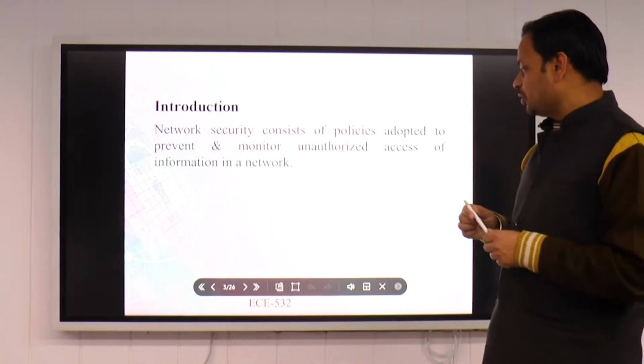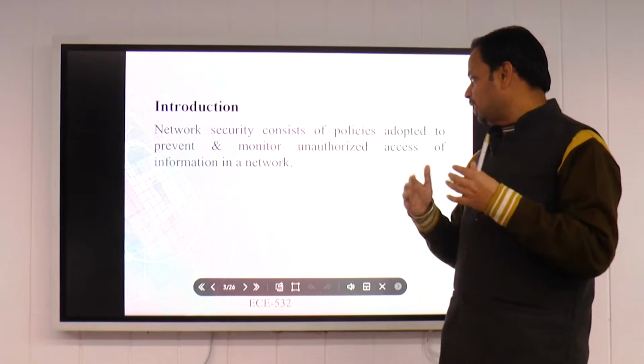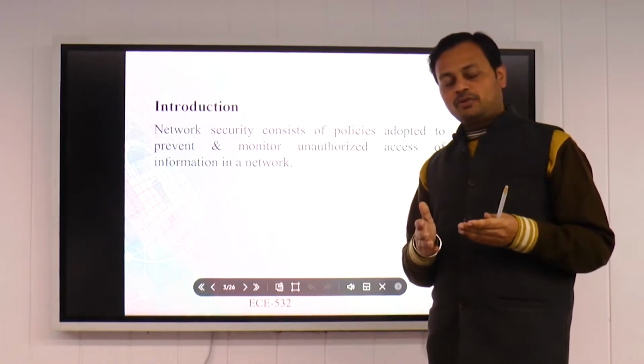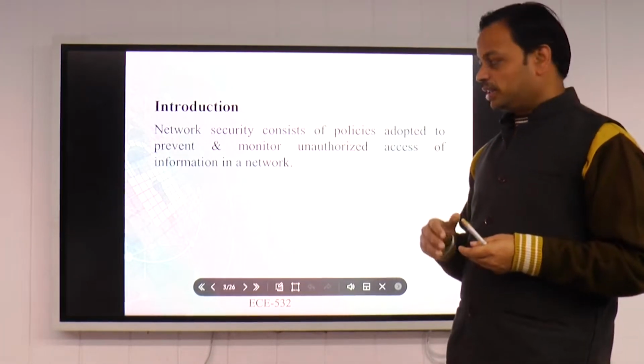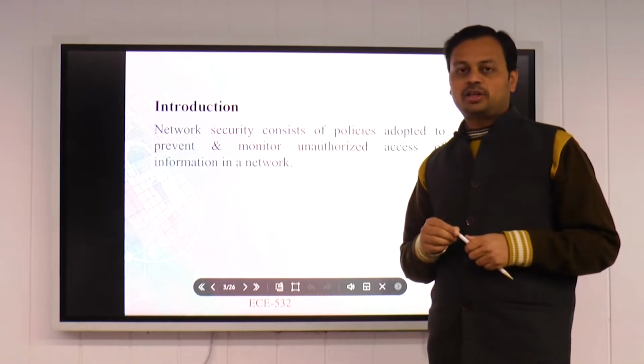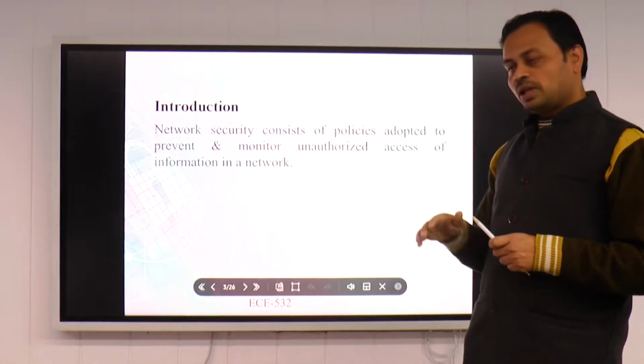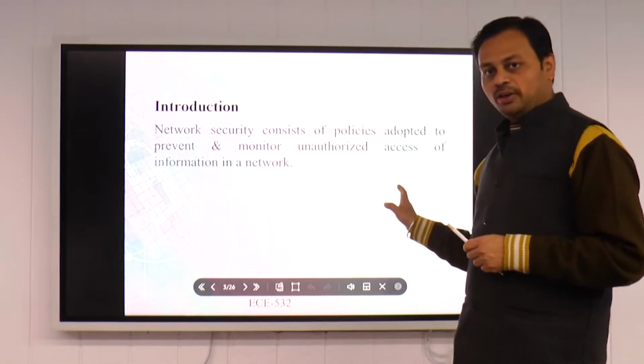So what is network security? It consists of policies so that we can prevent and monitor unauthorized access of information in the network. Now there are various ways through which we can achieve network security. One of them is what we can call cryptography. So next I will be giving you the model of network security.